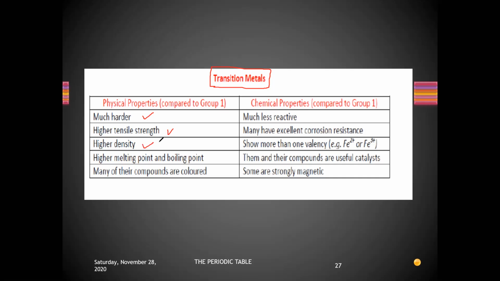They have high density compared to group 1 or alkali metals, so they always sink when you place them into a container filled with water. They have high melting and boiling points, and many of their compounds are colored. So to identify whether a substance is a transition element or a compound containing a transition element, this is one qualitative analysis. If I find that the substance is colored, this gives us an idea that there might be a transition element present. If it is a white solid, then it shows that there might be a group 1, 2, or 3 element present. When we compare the chemical properties, they are less reactive.